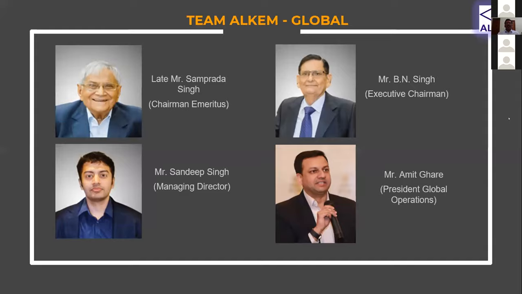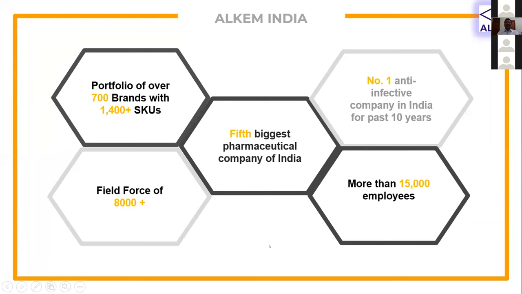Alchem is the fifth biggest pharmaceutical company in India, having almost 700 brands with 1,400 different SKUs. And since we're talking about antibiotics here, in India Alchem has stood as the number one company for the last 10 years amongst the companies dealing with anti-infectives. We have almost 15,000 employees working for Alchem across the globe.